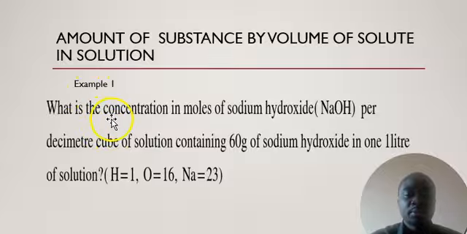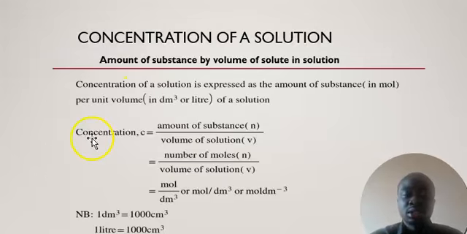So our example 1: what is the concentration in moles of sodium hydroxide per decimeter cube of solution containing 60 grams of sodium hydroxide in 1 liter of solution? You are taking atomic masses to be 1 for hydrogen, 16 for oxygen, and 23 for sodium. So all that the question is asking us to do is find the concentration, the concentration in moles of sodium hydroxide per decimeter cube. So they want us to find the concentration in mole per decimeter cube. So you see this unit, mole per decimeter cube.